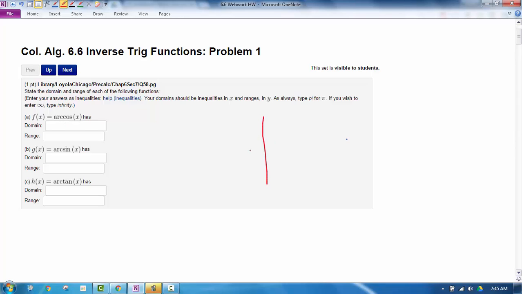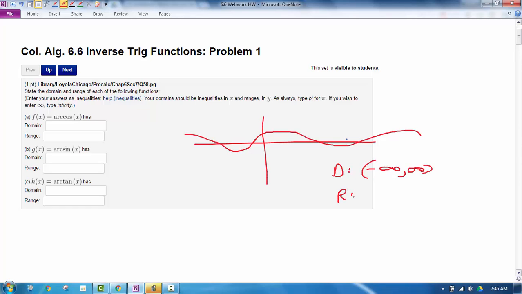Inverse cosine. Well, the easiest way to get the domain and range for inverses is to recognize what the regular function looks like. The regular function is a cosine, where the domain of that function is all real numbers, negative infinity to infinity, and the range of that function is negative 1 to 1. So if you want the domain and range of the inverse, you just flip these, because that's what inverse does. It switches the x and y and flips the domain. So it's negative 1 to 1 for the domain.